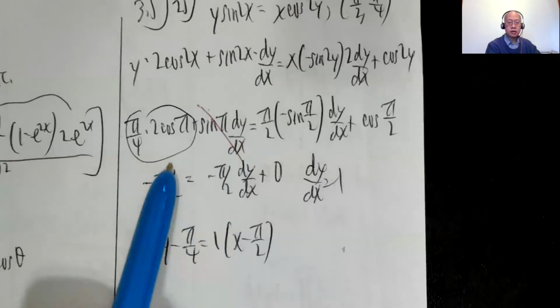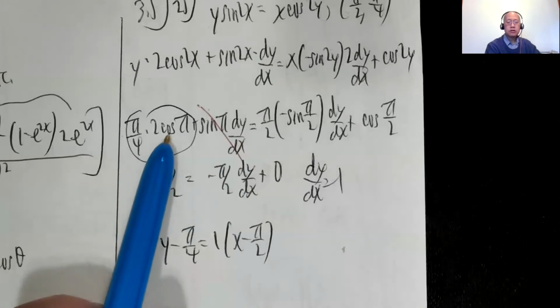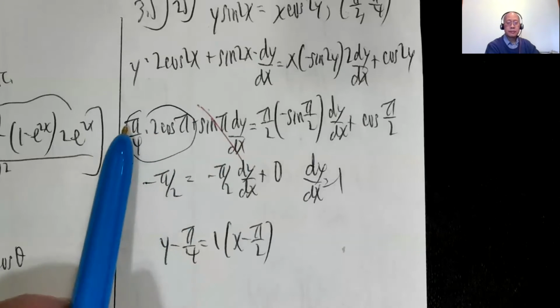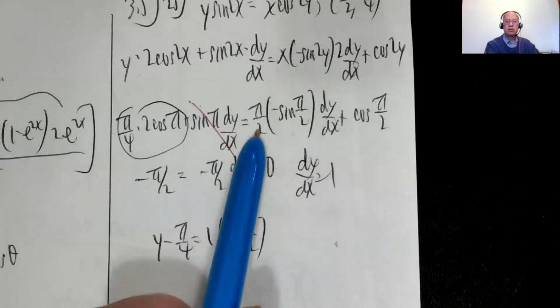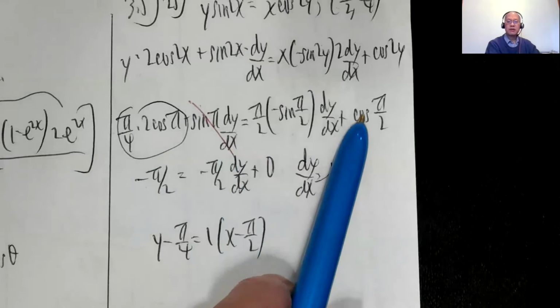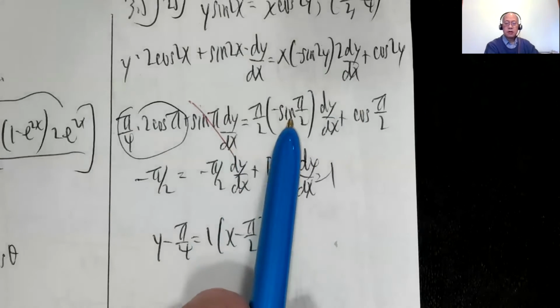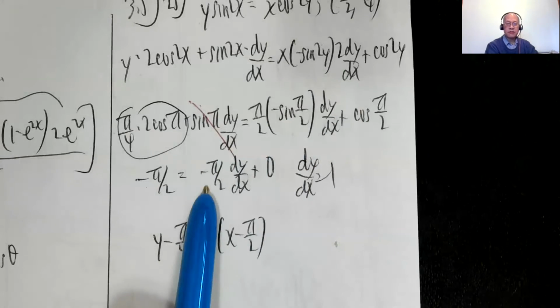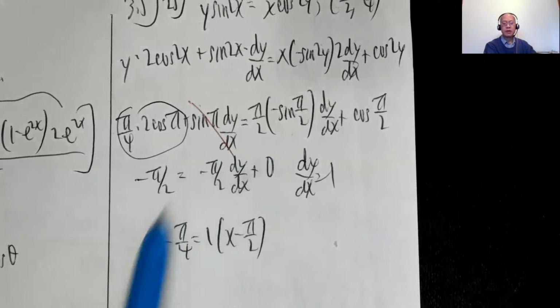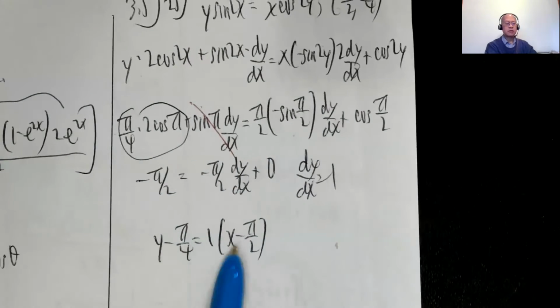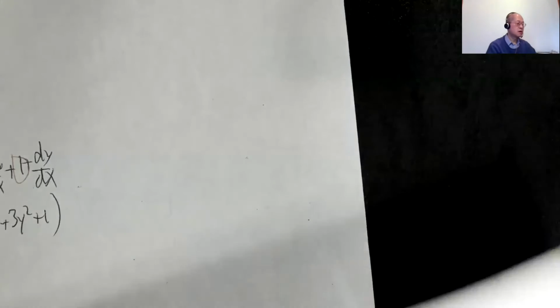Sine of pi is 0, that's gone. Cosine of pi is -1. So pi over 4 times -1 is negative pi over 4. Cosine of pi over 2, that's 0. That's -1, so negative pi over 2 equals negative pi over 2 dy dx, so dy dx is 1. So y minus y1 equals m times x minus x1.